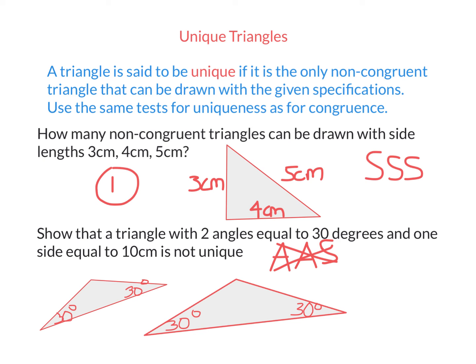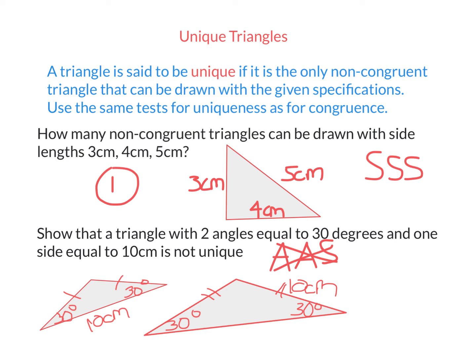So here I've drawn 2 triangles that have 2 angles equal to 30 degrees. Of course, because they have 2 equal angles, they must also have 2 equal sides. But the thing is, the 10 centimeter side could be here, the longest side of the triangle, or it could be here and be the shortest side of the triangle. There are 2 options. It can be opposite the 30-degree angle or opposite this, which would be 120 degrees. These 2 triangles are not congruent.